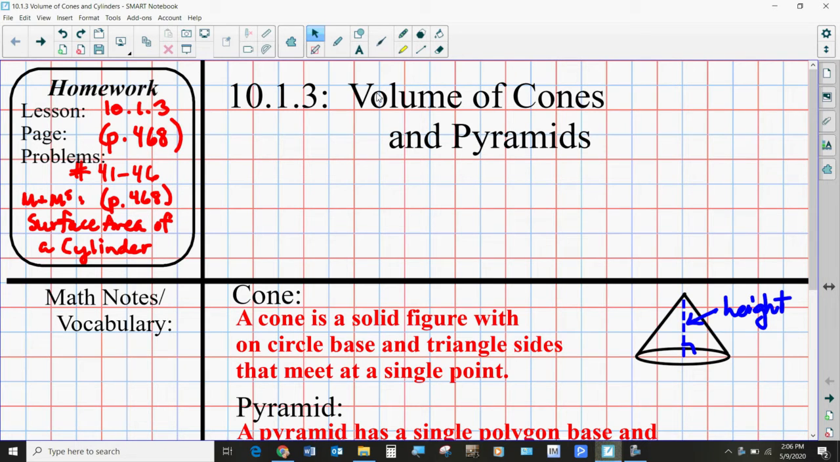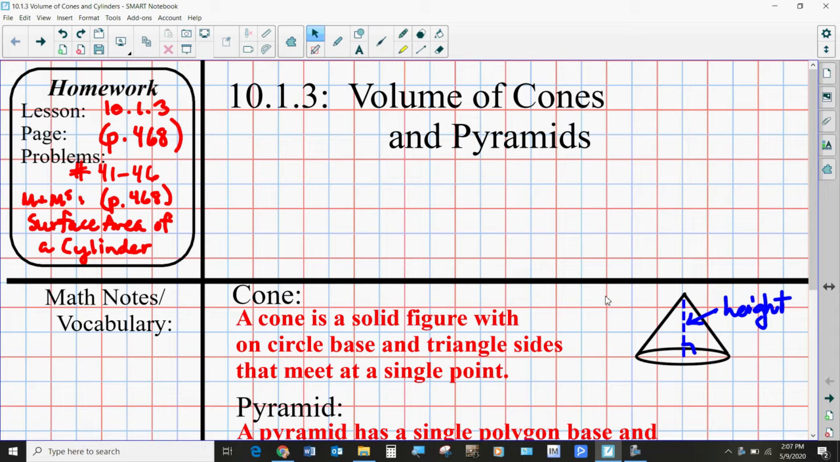Alrighty, today we are going to look at a couple of different shapes. We have worked with cubes, we have worked with prisms, and we've worked with cylinders. And now we're going to look at the volume of cones and pyramids and see how cones and pyramids are related to cylinders and prisms.